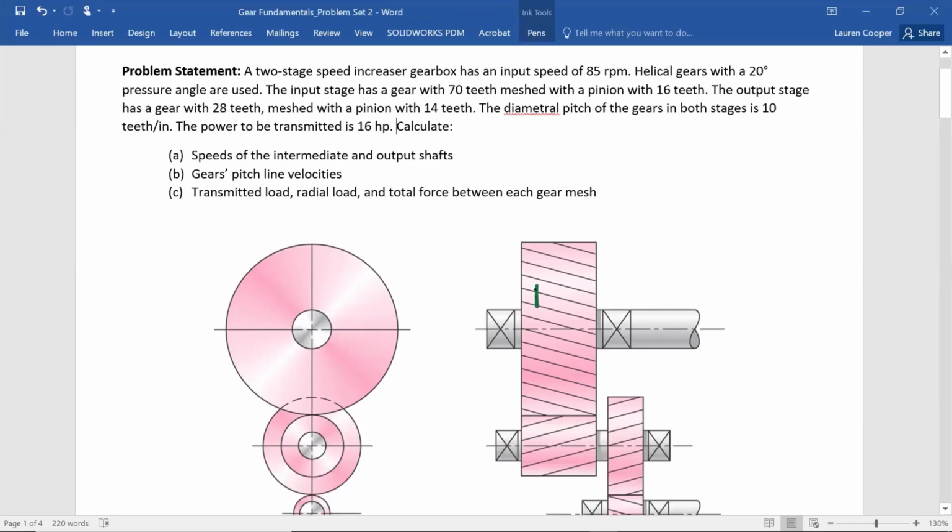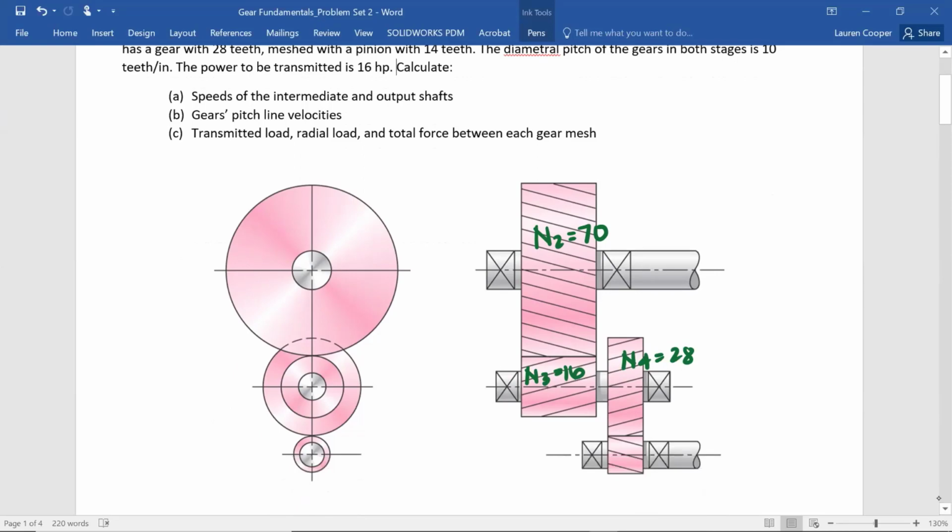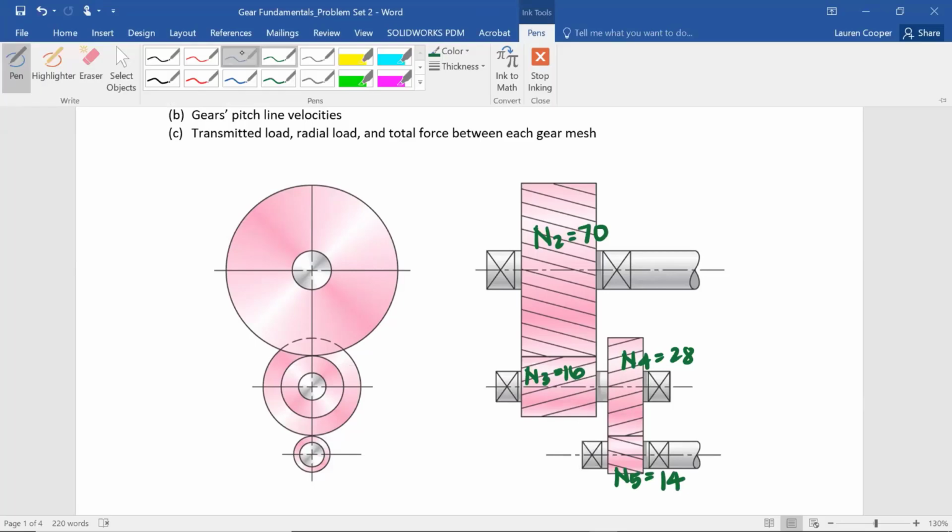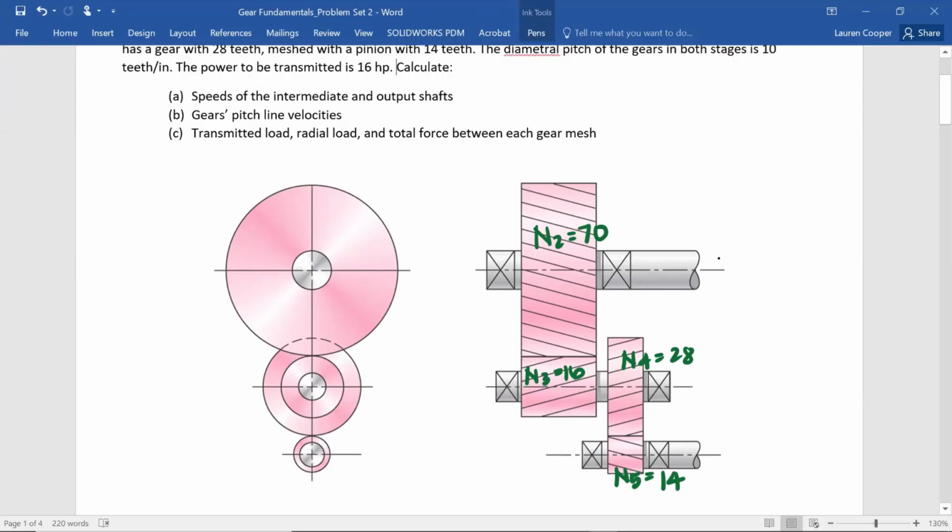So we have N2 equals 70, N3 equals 16, N4 equals 28, and N5 equals 14. Input speed, 85 RPM.